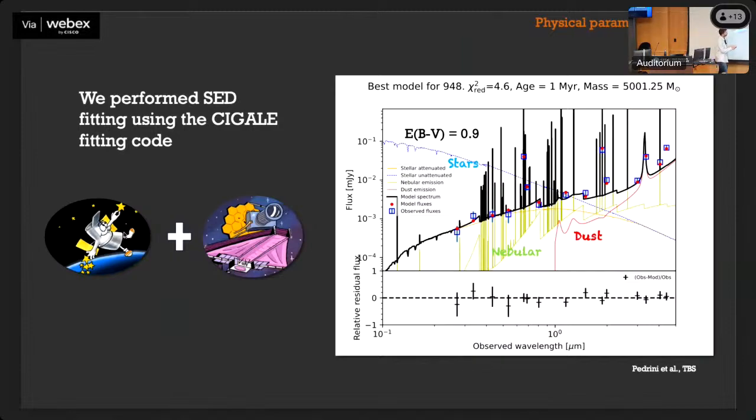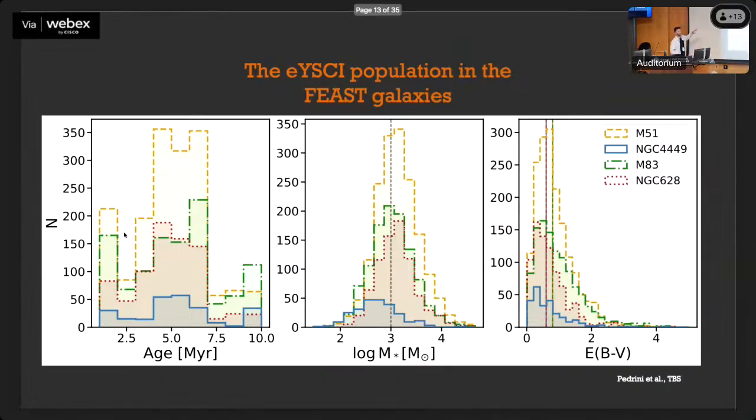As you see here, we can also have the attenuated star emission. This is a cluster, for example, with an EBV of 0.9. We also model the nebular emission, and we can also have access to the dust emission of the star clusters. So we did that for our sample of clusters. I'm going to present to you today what we found about the EYC1 population, the ones that are still very compact, the youngest ones.